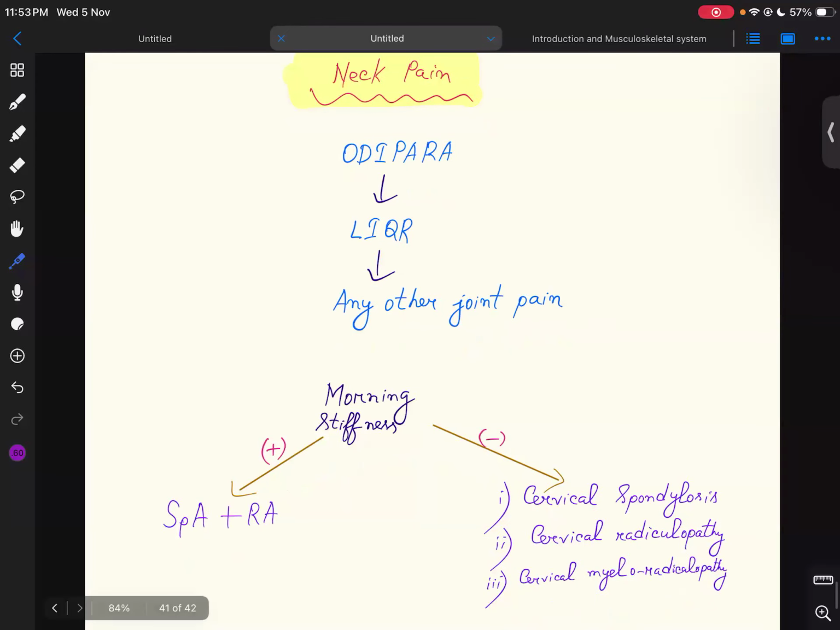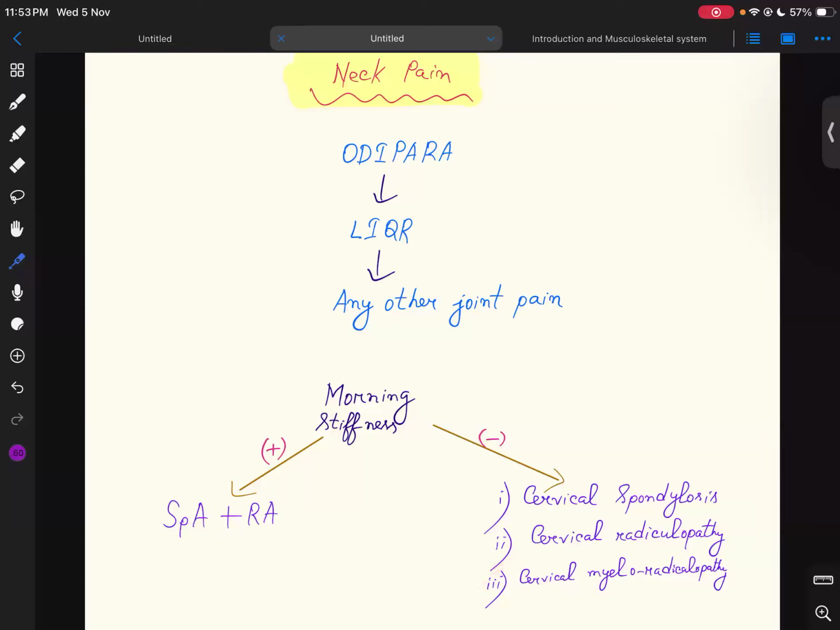Then if the morning jamming is more than 30 minutes, the cause is inflammatory neck pain, that is spondyloarthritis and rheumatoid arthritis. And if there is no morning jamming, the cause is cervical spondylosis. It can be due to cervical radiculopathy or cervical myeloradiculopathy.